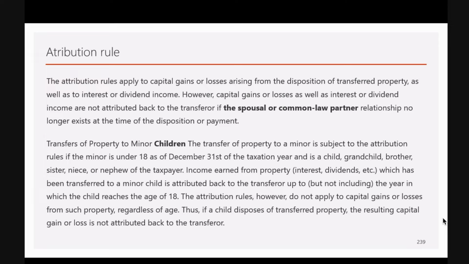So now my question is, is this okay? Does the attribution rule apply or not? That's the question they asked me, because when they do the tax return, they just worry about the CRA finding out that the attribution rule applies.